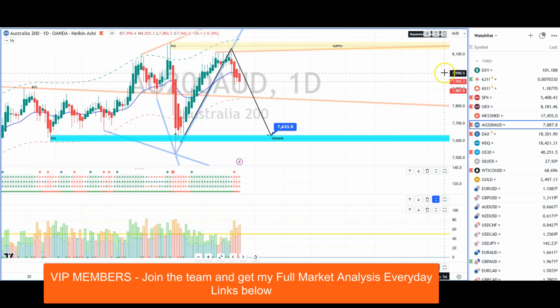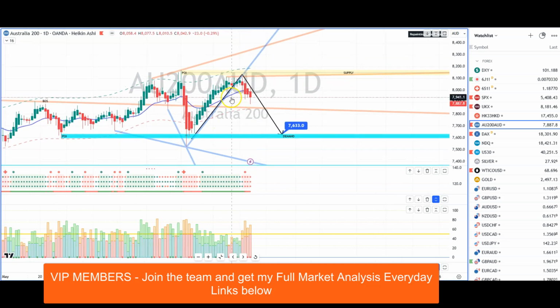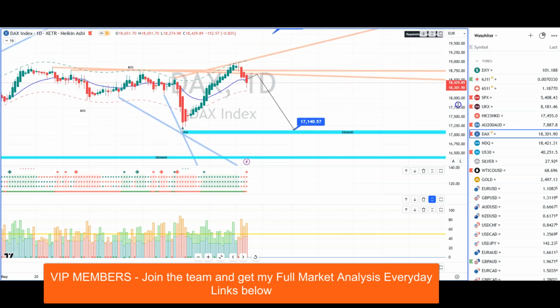Aussie 200. All the sellers are in. Parabolic trends in play. Broken the support line and heading for 76.33. Do not ignore these markets. DAX, German DAX, heading for 17.141, let's say, into the demand area in the next week.